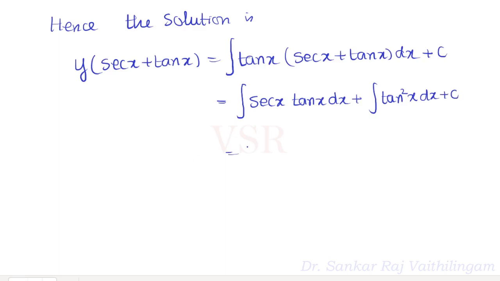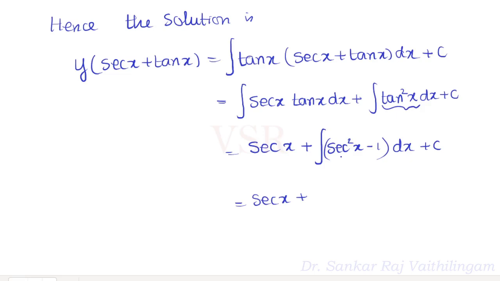அப்ப secant x tan x integral பண்ணீங்கன்னா we will have secant x. This is equal to secant x plus, இந்த இடத்துல tan square x இருக்கு பாத்தீங்களா? அப்போ tan square x, I can write secant square x minus 1. அப்போ this is integral of secant square x minus 1 into dx plus c, which is equal to secant x plus tan x minus x, integrate பண்ணீங்கன்னா x plus c.